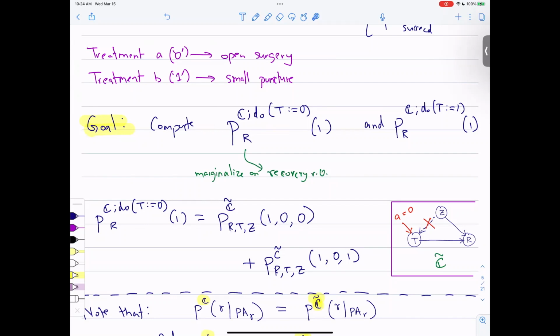Plus recovery is 1, treatment is still 0, and Z, kidney stone, is 1. There are not 4 terms here. There are only 2 terms, because treatment equal to 1 is a 0. That indicator will take care of it, and you don't need to deal with 4 terms. There are only 2 terms here. Okay, good. I know it's obvious, but I'm just stating all the obvious things out.